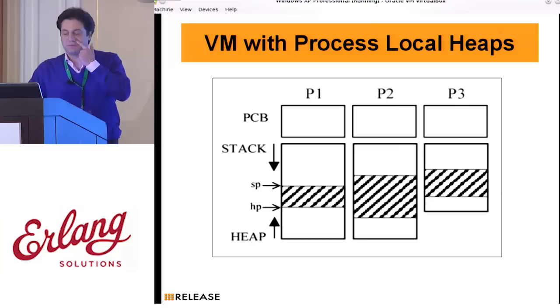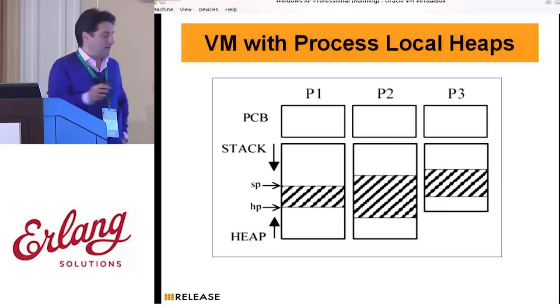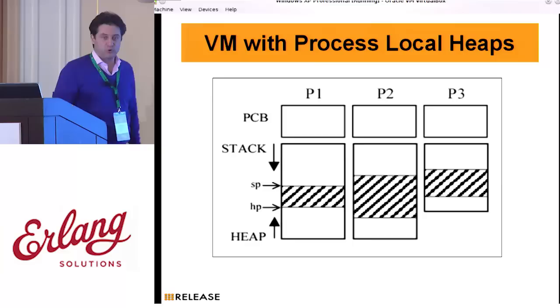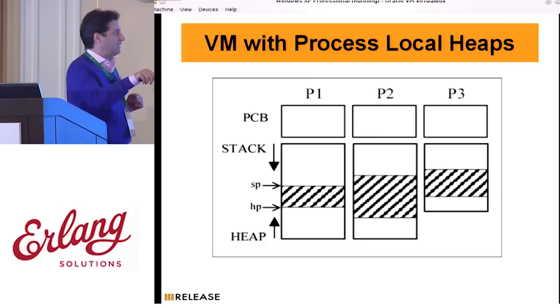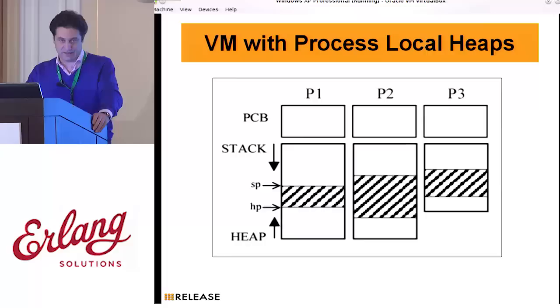So you can view it as an abstraction like that, that each process has a process control block. It's a fixed memory for some of the things that it needs, like a pointer to its message queue and stuff like that. And then it has a stack and a heap that conceptually grow towards each other. The heap typically is bigger than the stack, but it doesn't really matter. These are handled by the runtime system. So in principle, here processes don't share any memory whatsoever.